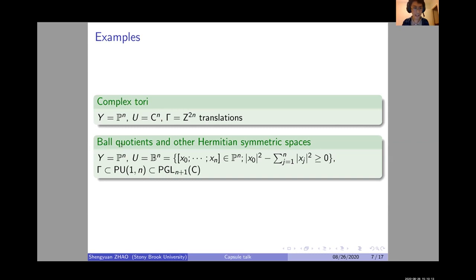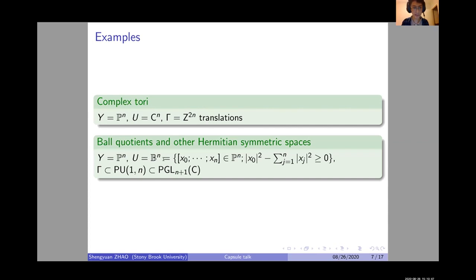And you also have the examples given by ball quotients. The space is still P^n, and the open subset is a Euclidean ball inside P^n, and the group of automorphisms of the ball is the Lie group PU(1,n), which is a subgroup of the group of automorphisms of projective space. And in this case, if you take some lattice of PU(1,n), then the quotient you get is a projective variety.